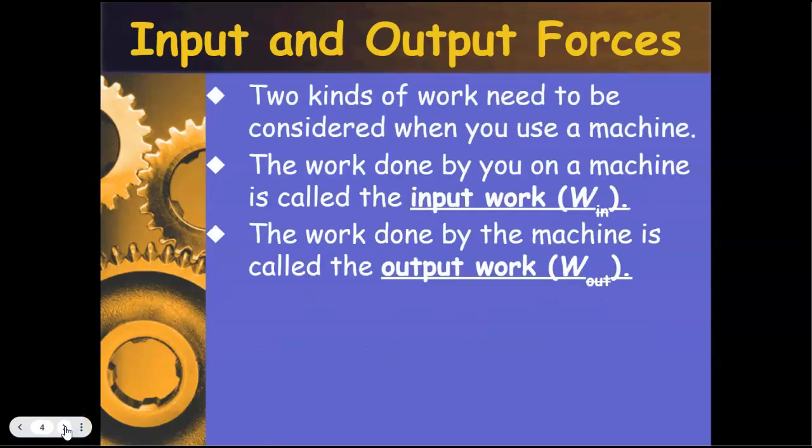And then similarly, there are two kinds of work. So the input work, the work that we do on the machine, and then the work done by the machine, that is the output work. So input is the work that we do on the machine or that's done by yourself, and then the output work done by the machine is W out.